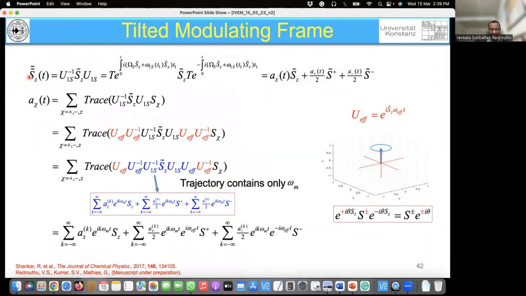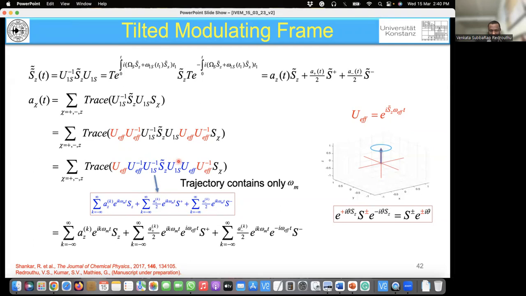So this is the SZ of t in the interaction frame. It's given like this. So these Fourier coefficients we are interested in. We can find these Fourier coefficients simply by taking the trace over the corresponding operator, like this. And once we have the trajectory, we can sandwich it so that we can take the effective frequency dependence from this trajectory. So here to here is this.